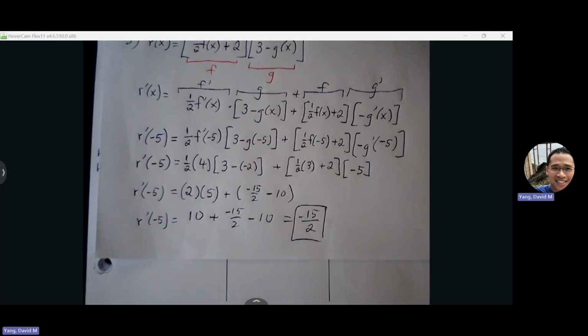Any questions? When you do 1/2 times 3 plus 2, right, okay. I got 7 over 2. But wouldn't there be 3 over 2 plus 4 over 2 to have equal denominators? Yeah, I can do it that way. And then multiply by -5.